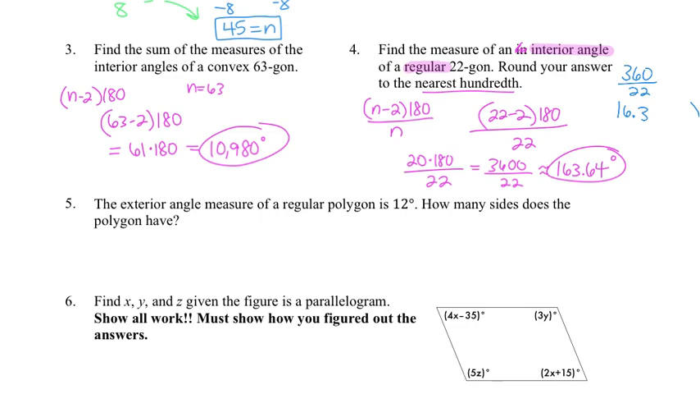So 360 divided by 22 is about 16.36 when you round it. And then that's the exterior angle. And then you can subtract that from 180. So 180 minus 16.36 will also give you that interior angle measure. So even if I asked you for the interior angle measure, instead of doing this formula, you can just find the exterior angle, then find the supplement, because that will be the interior angle.